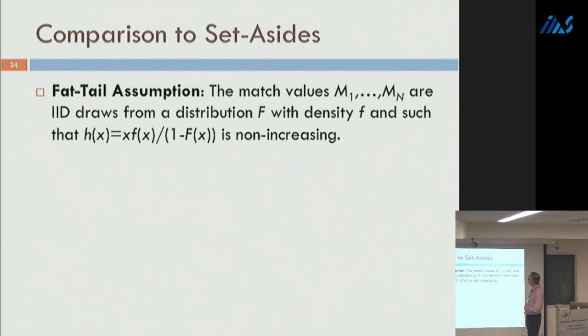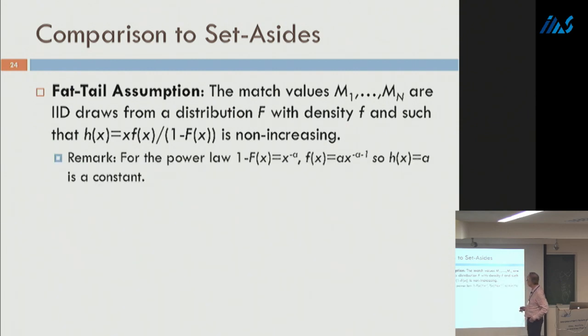Okay, so the comparison to set aside. The fat tail assumption is that the match values are IID, from a power law distribution, or in fact any distribution in which this thing is non-increasing. This thing is a constant for the power law distribution. Fat tails means this. For the power law, this function is the constant that's in the parameter of the power law.